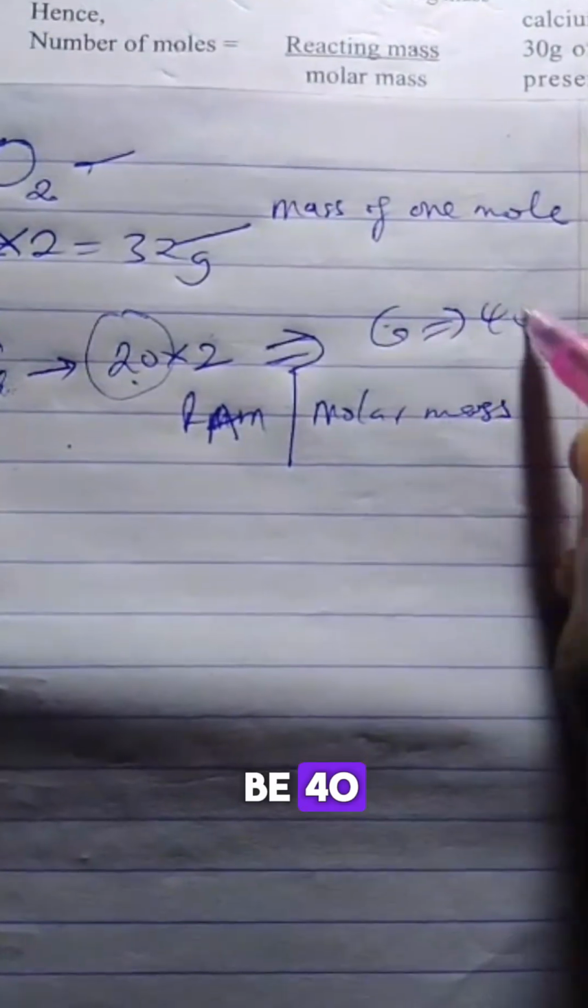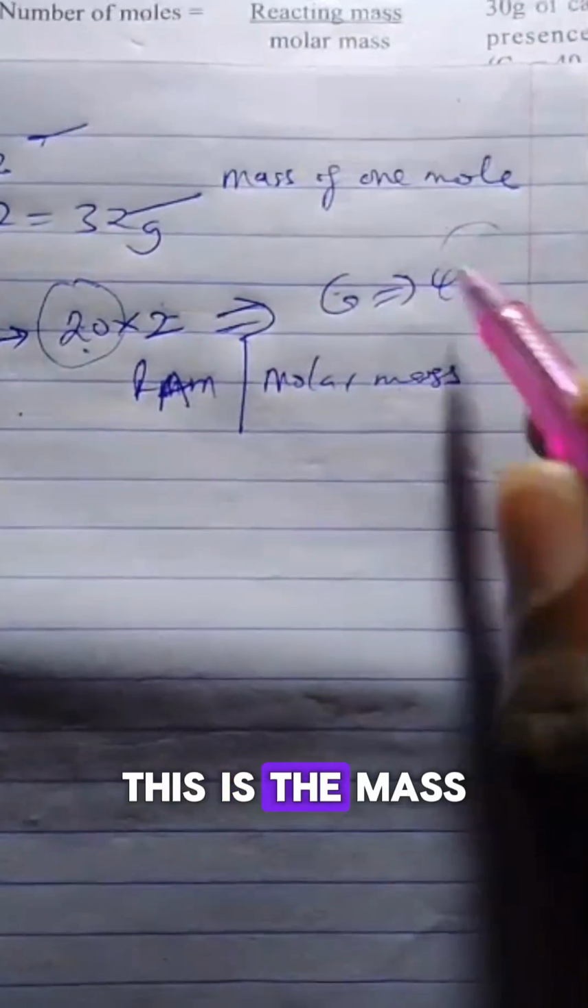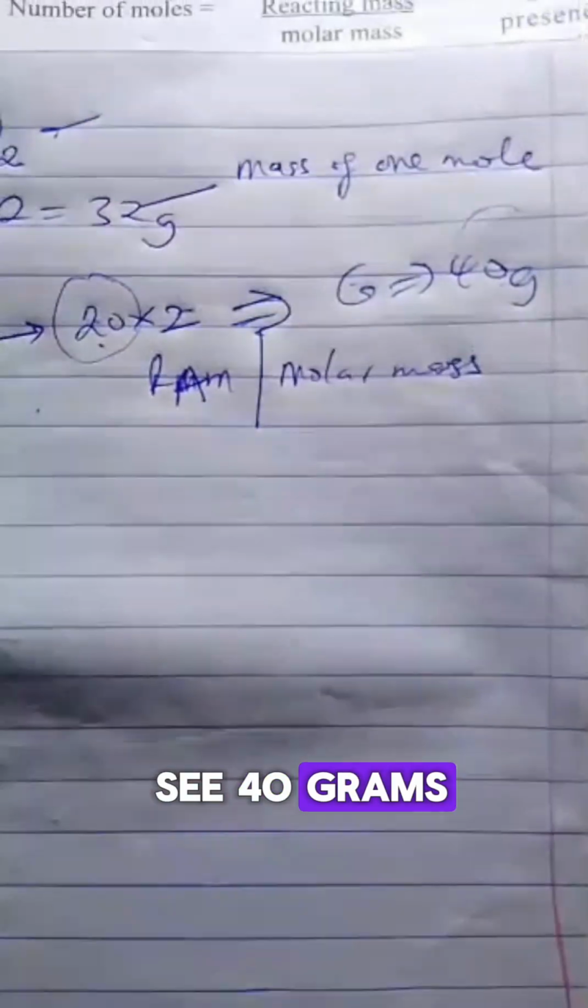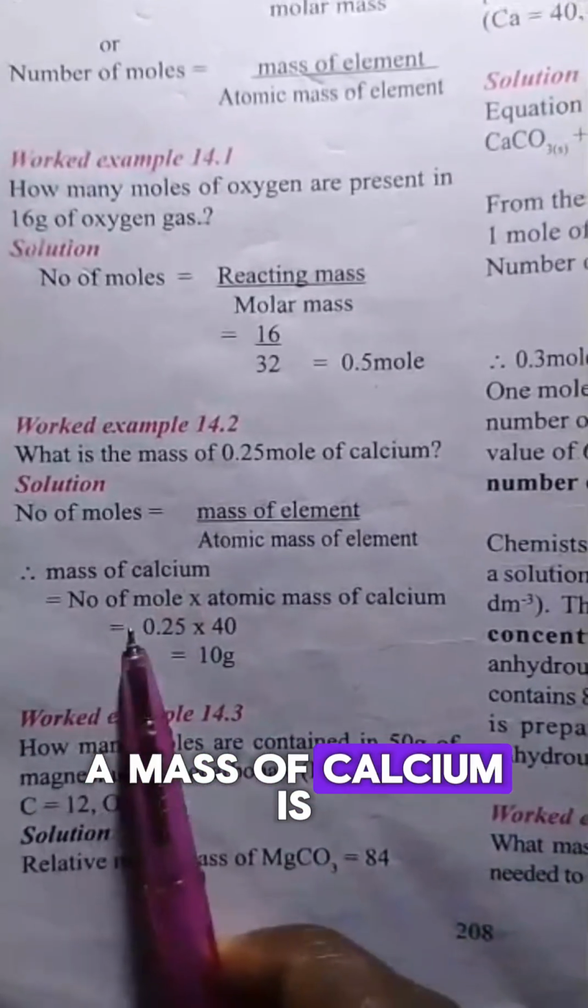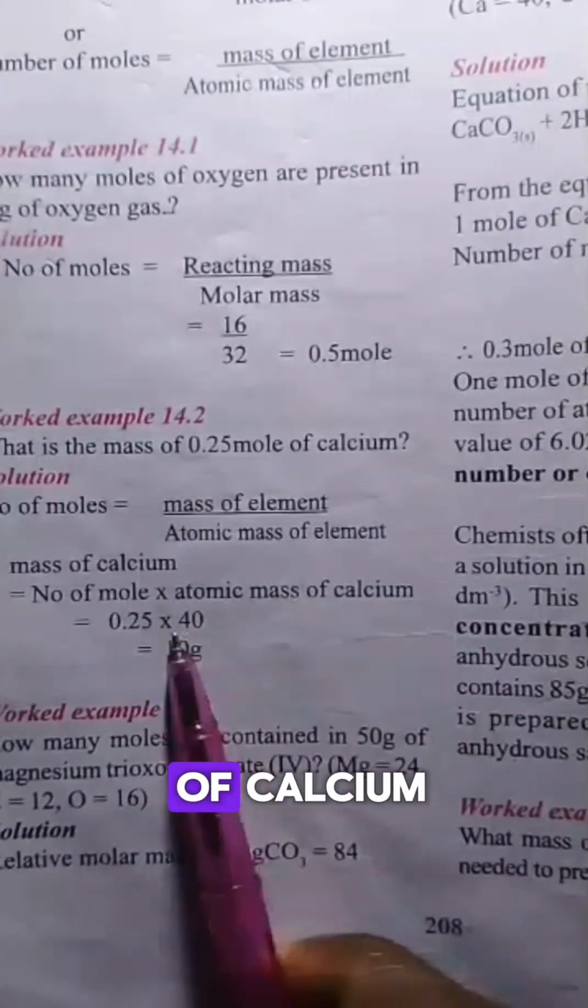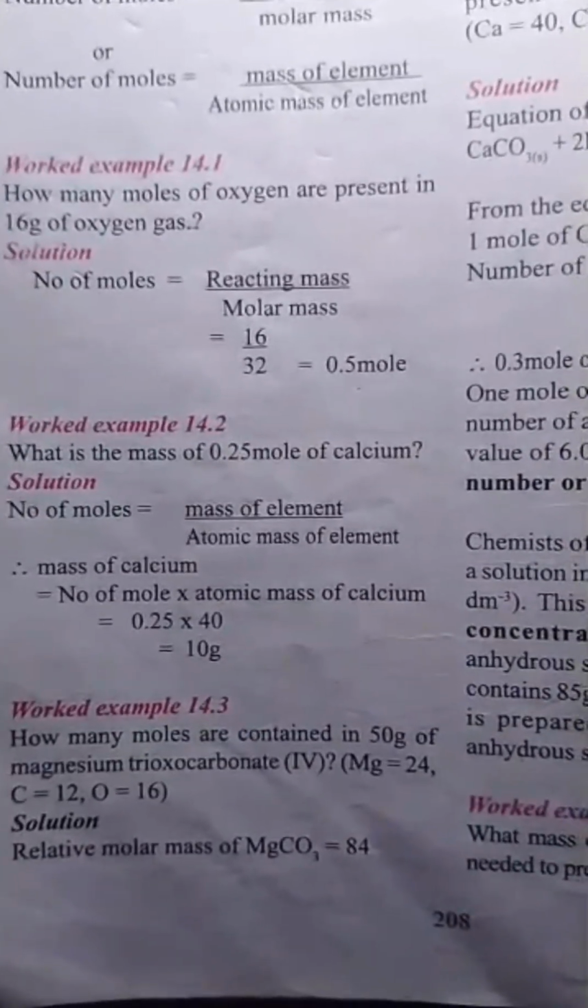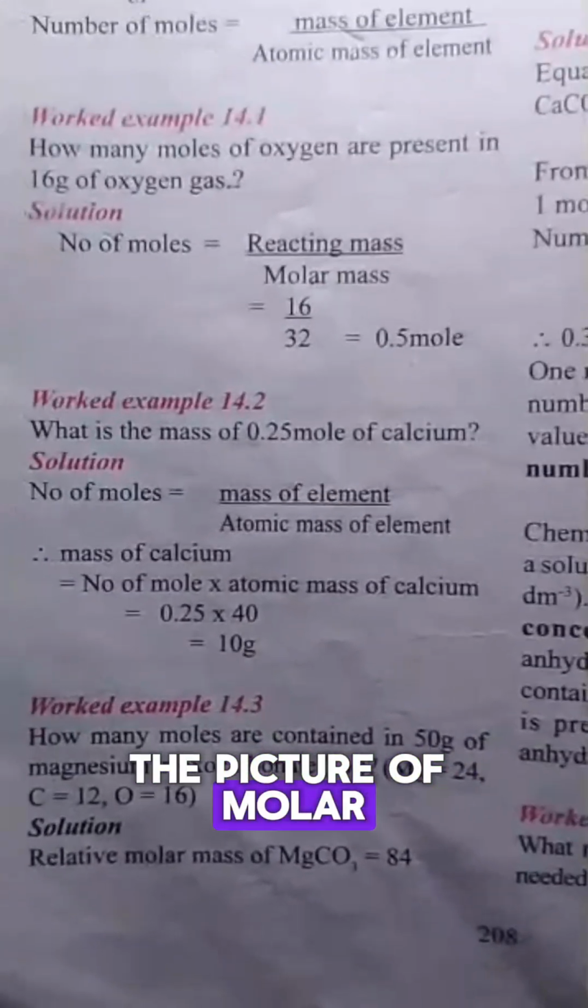So it's going to be 40. 20 times 2 is 40. This is the mass of 1 mole. You can say 40 grams of calcium. Remember, 40 grams. So the mass of calcium is of course the number of moles times the atomic mass of calcium. That's what the picture of the mole formula has sent.